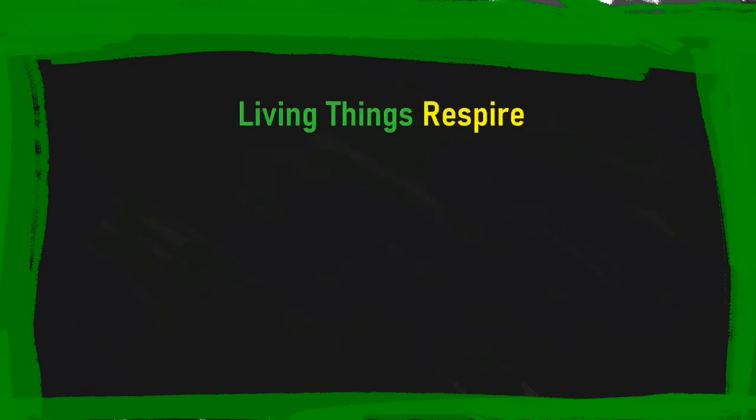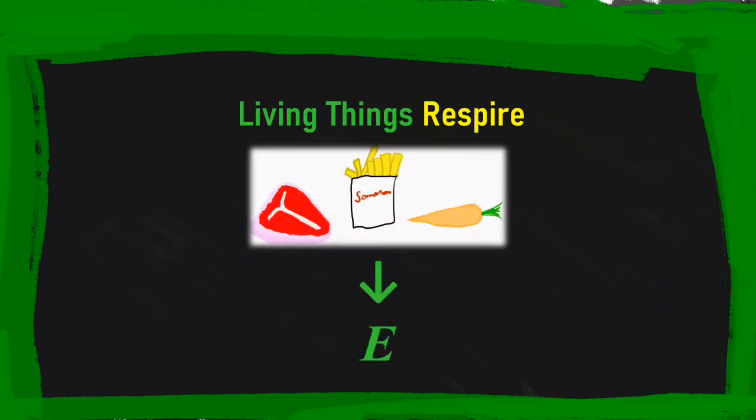Living things respire. This means that they can use food to get energy. Many living things use oxygen to get energy from food. This is called aerobic respiration. However, if oxygen supplies are low, some living things can respire without using oxygen. This is called anaerobic respiration.